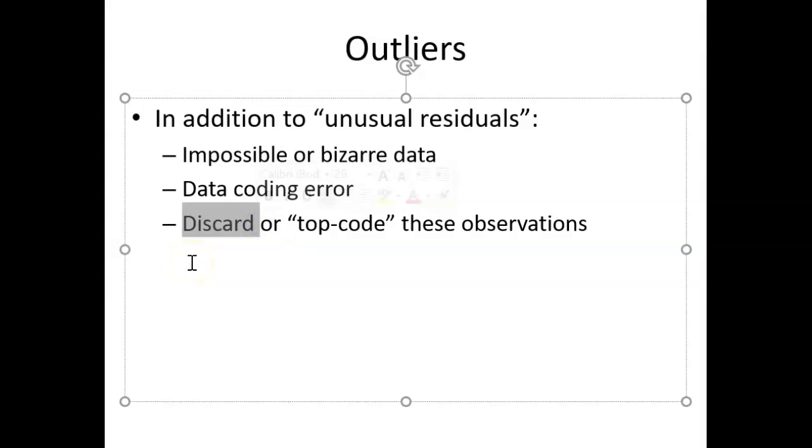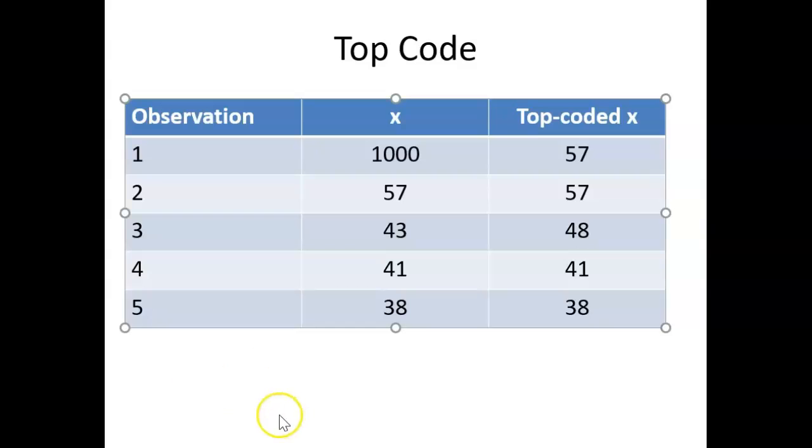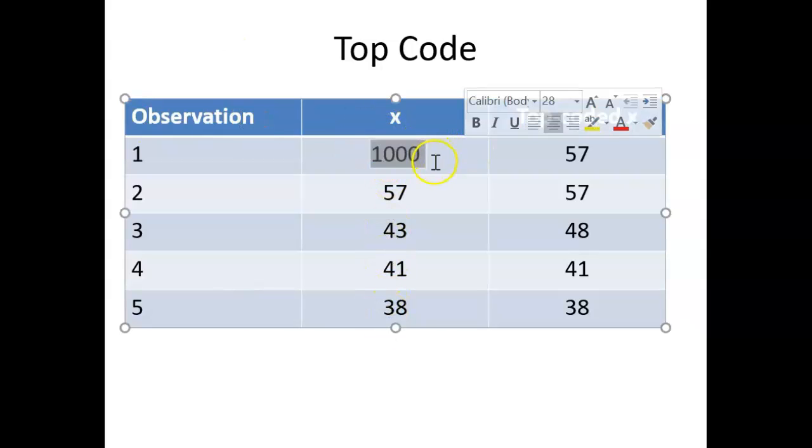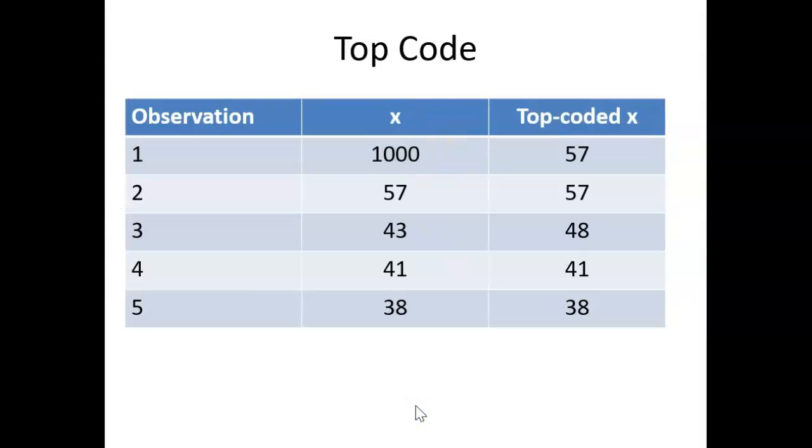You don't want to discard them permanently, but discard them temporarily and re-estimate the model. Or you could top code these observations. So when you top code data, imagine you've sorted your observations, and these are the 5 highest values for X, and you've got a value here that's 1,000. And you think that that might be a result of a key punch error, but you think that it's still a high value. So top coding would replace this odd number with a number that you think is more reasonable, but it's still high. So you might replace it with the highest value.